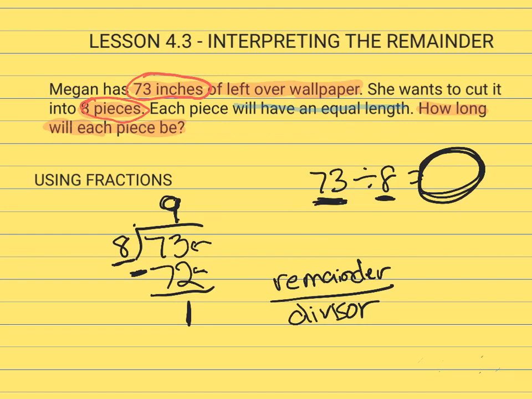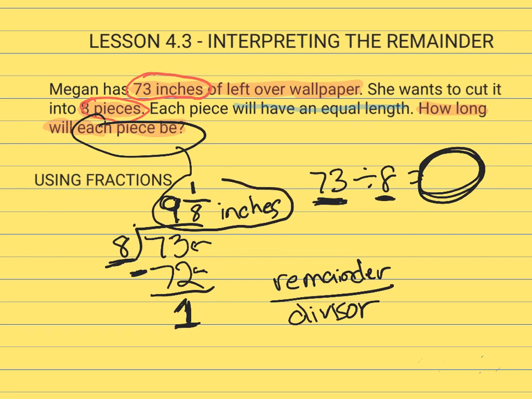So let's test it out. 9 times 8 is 72. 73 minus 72 is 1. Let's put the remainder on top. And then my fraction. And then what's my divisor? 8. And guess what? We're done. Let me put the units, inches. So how long will each piece be? Well, each piece will be 9 1/8 inches long.